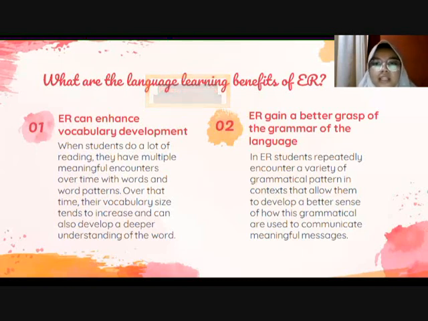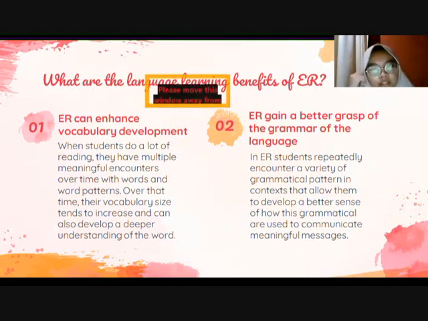The second one, extensive reading helps students gain a better grasp of the grammar of the language. In extensive reading, students repeatedly encounter a variety of grammatical patterns in context that allow them to develop a better sense of how these grammatical patterns are used to communicate meaningful messages.